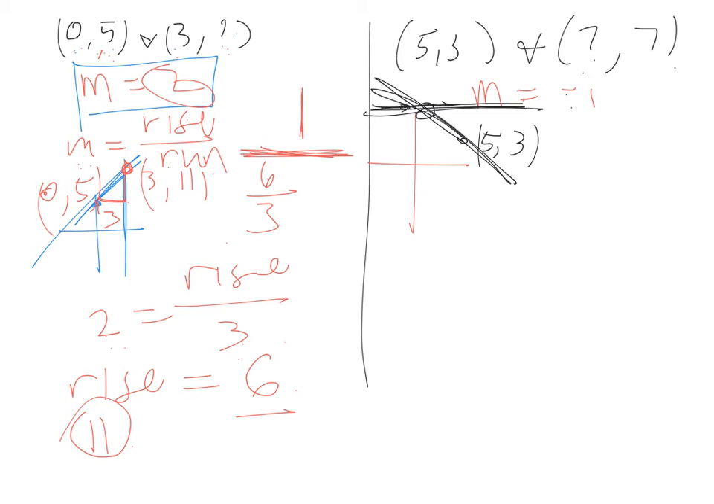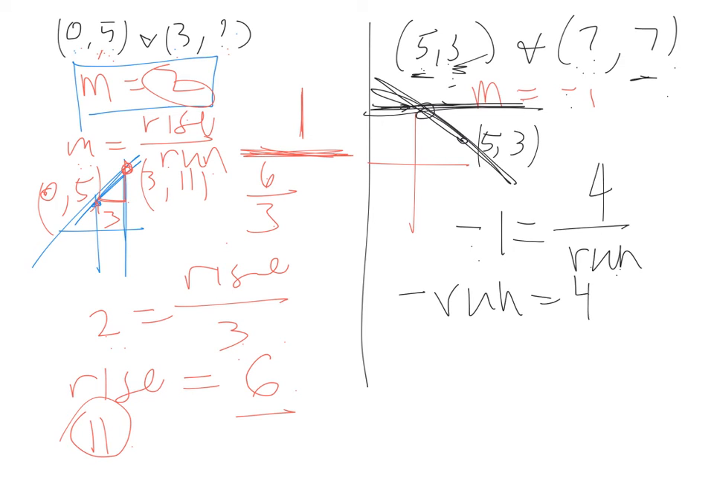So we are somewhere over there. Once again, we don't know what our run is, but we know what our rise is. We're going from 3 to 7, so our rise is 4. Like I said, we don't know what our run is, and we know that -1 equals rise over run. So we multiply both sides by run to get negative run equals 4. Then we divide both sides by -1. So run is equal to -4.